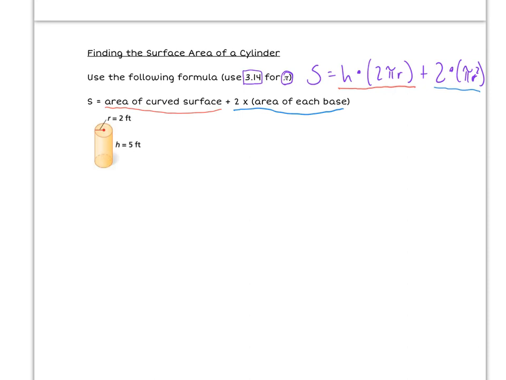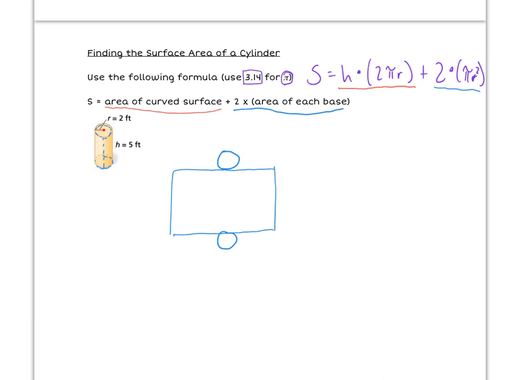And the first part is the area of this whole wrapped around piece. I like to think of it as if I were to take a scissors and cut straight down one side of this and cut all the way around the top and cut all the way around the bottom, I would have 2 circles, and then I would have this rectangular piece.